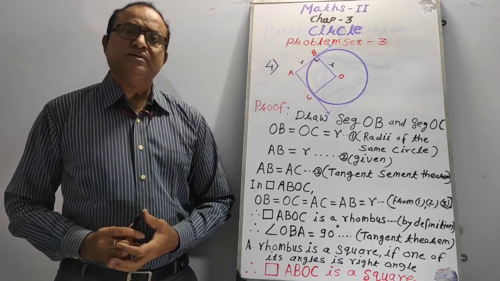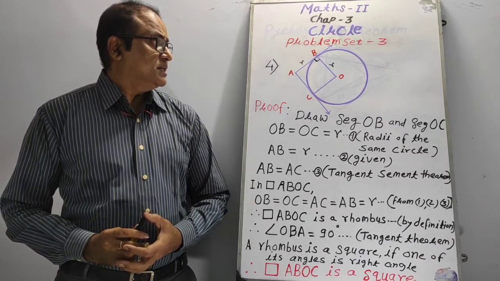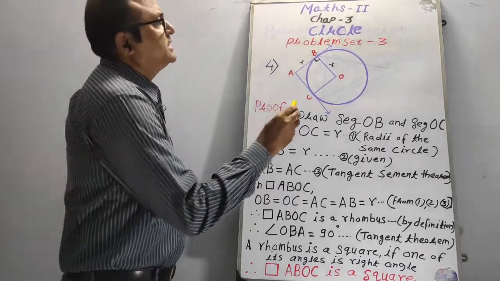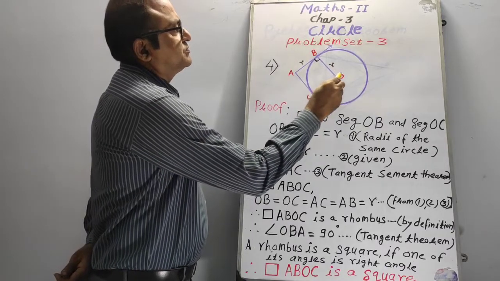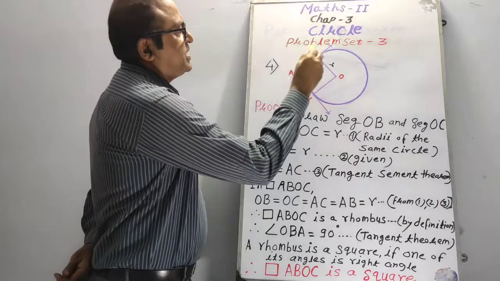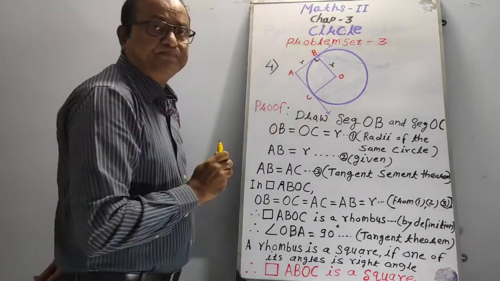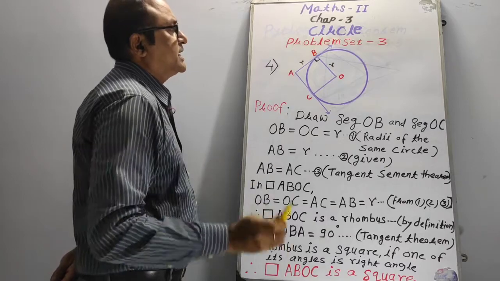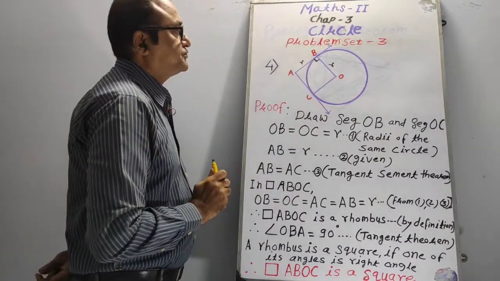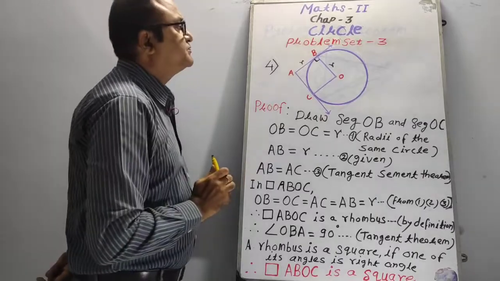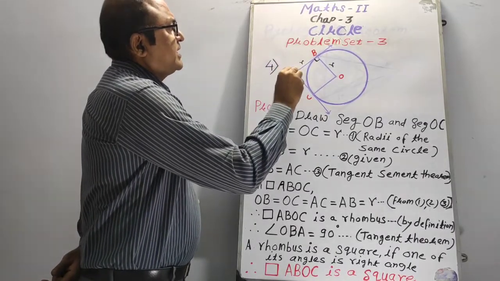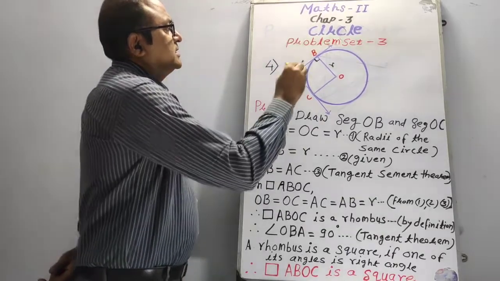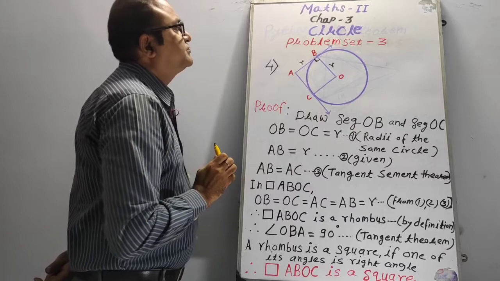We can prove that quadrilateral ABOC is a square with the help of the given figure. First see the figure. In this figure, first draw seg OB and seg OC. Seg OB and seg OC are the radii, and the radius is given as R. Then both the radii are equal. Then tangent segment AB and tangent segment AC. Length AB is equal to R.